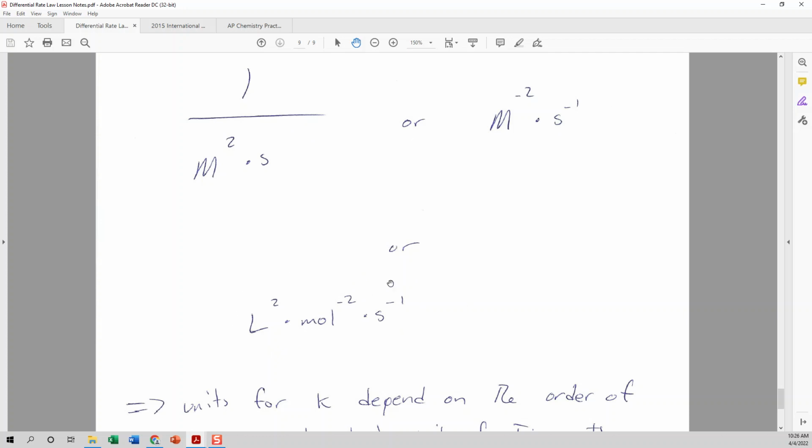You don't have to write it like this. If you're asked for the units of K, you can just leave it like this. But if it was multiple choice, you might see it written this way. So understand what that means.